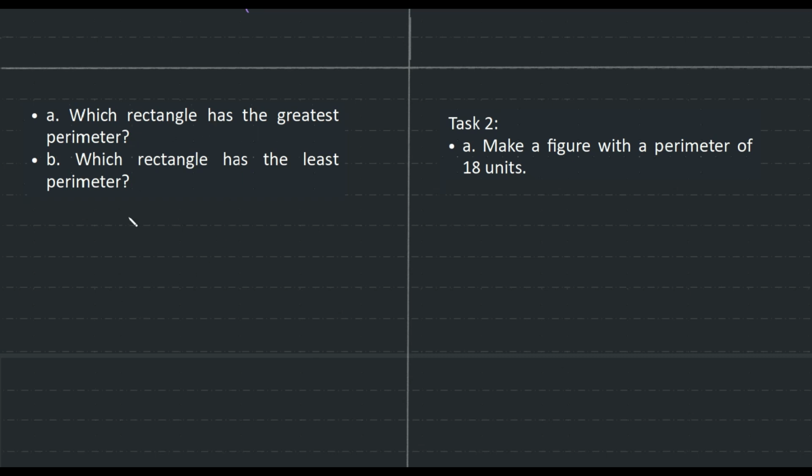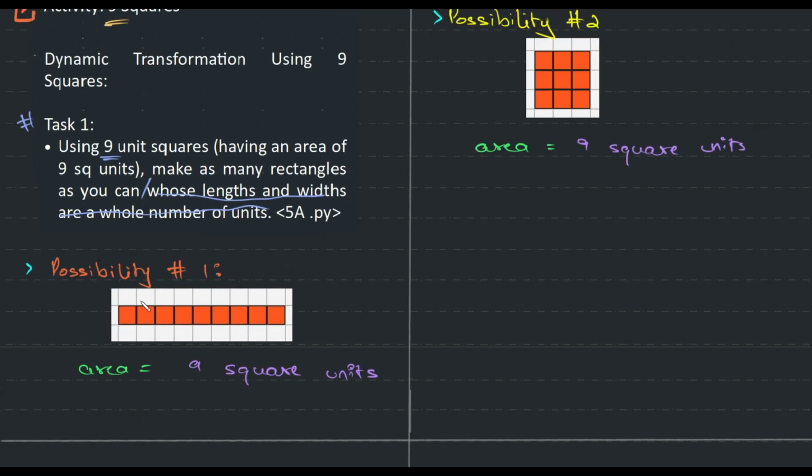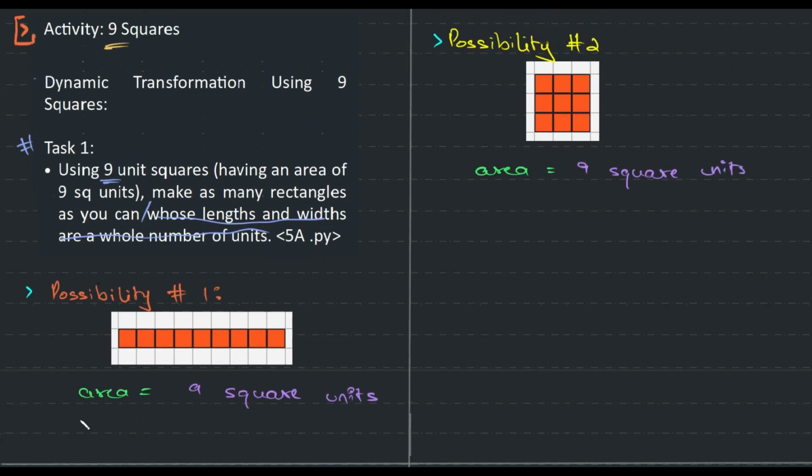Which rectangle has the greatest perimeter? Again, technically both are rectangles. So we can figure out the perimeter. Perimeter is to do with the sum of length of the sides. So this is 9, this is 1, this is 9 again, and this is 1. 9 plus 1 plus 9 plus 1, this is 20 units. So perimeter over here is, this is 3, 3, 3 and 3. 4 3s are 12. 12 units.